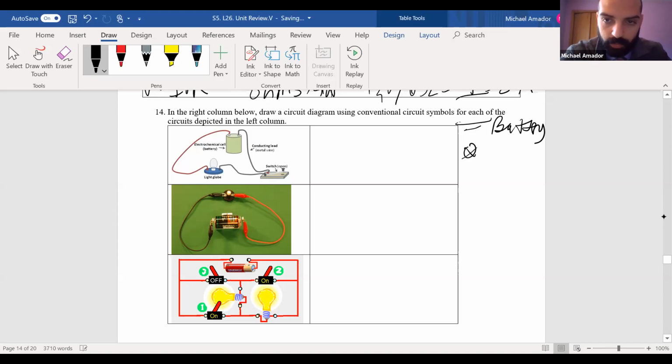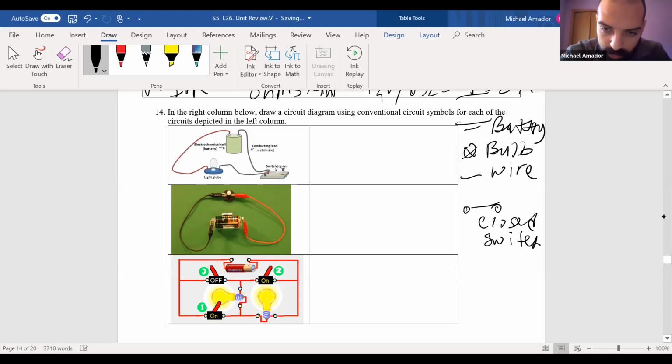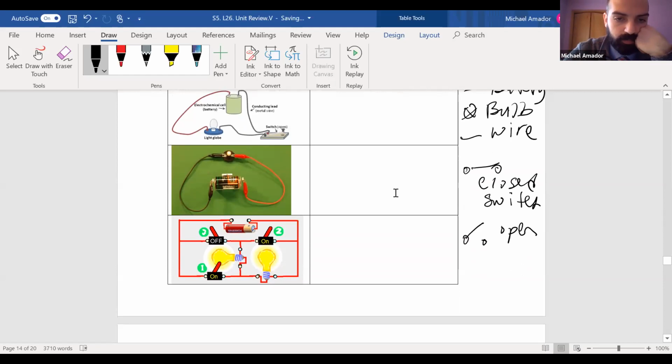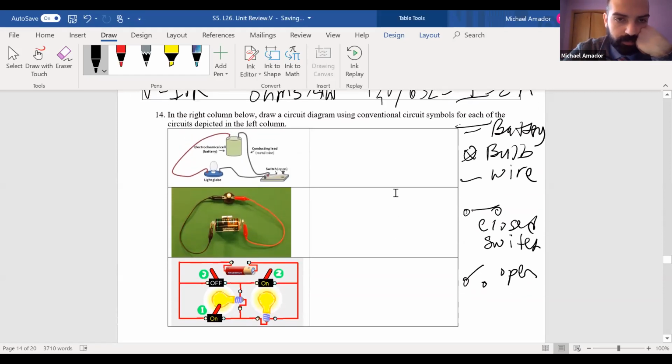A light bulb would look like this. That's a light bulb. Just a straight line is a wire. And this would be a closed switch. And this would be an open switch. Open. So I'll model the first one, and then you guys draw the other two.